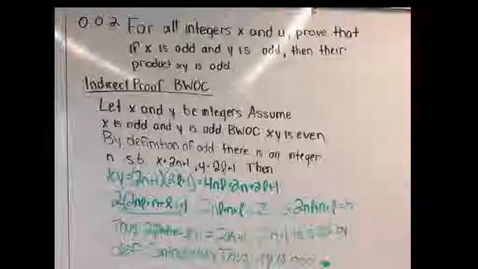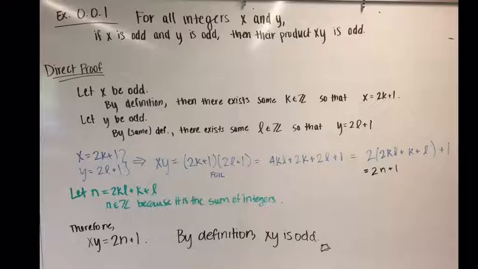The first two examples both asked to prove the same statement, that if I have two odd integers, x and y, and I multiply them together, that product is still odd. So in the first example, 0.0.1, we saw a direct proof of this.